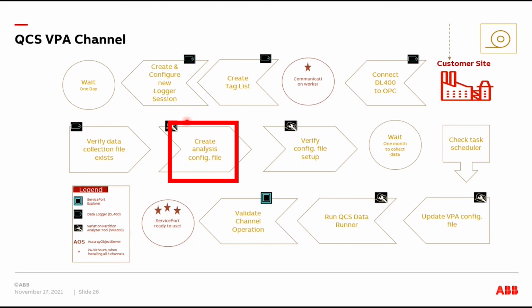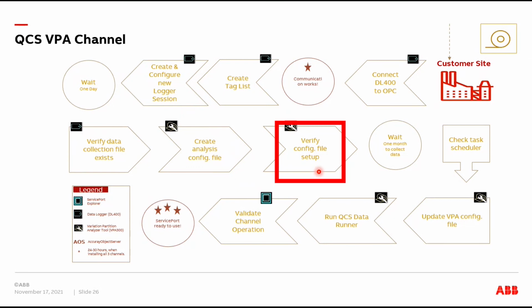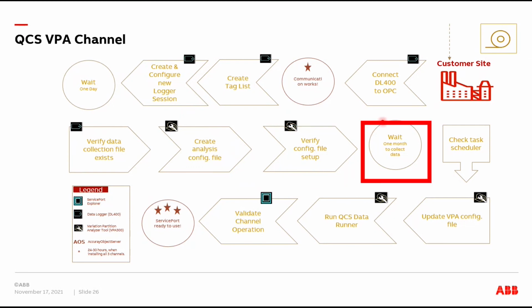This grade group can also be modified later, and we can set some limits also over here. And then we verify that config file. For the VPA data, we need to wait for 1 month to analyze the data.